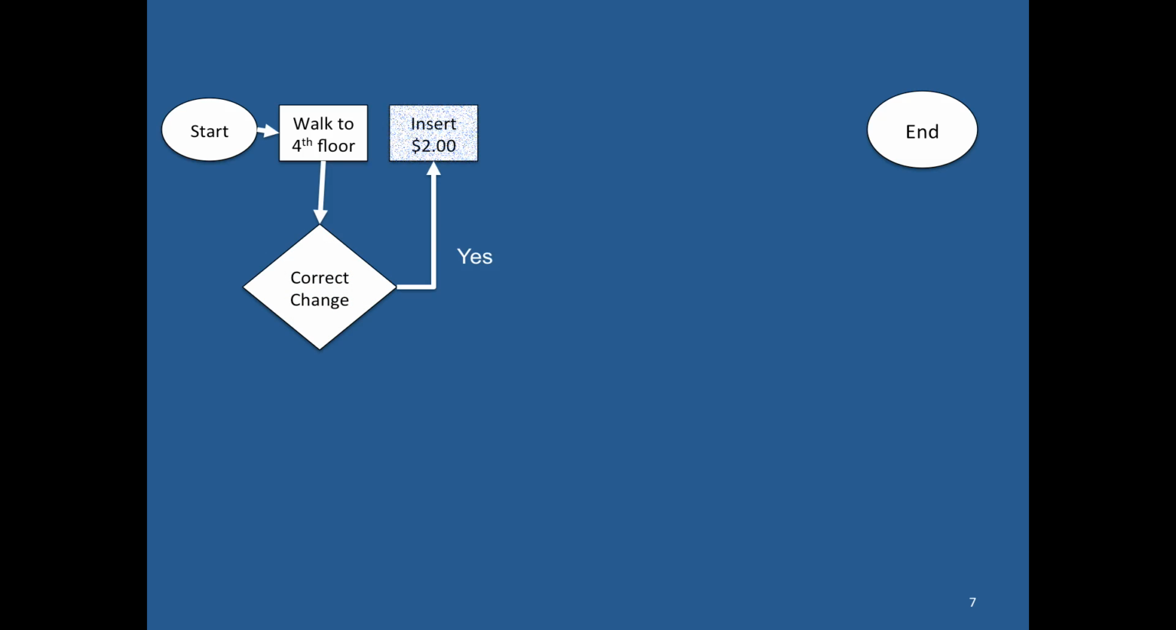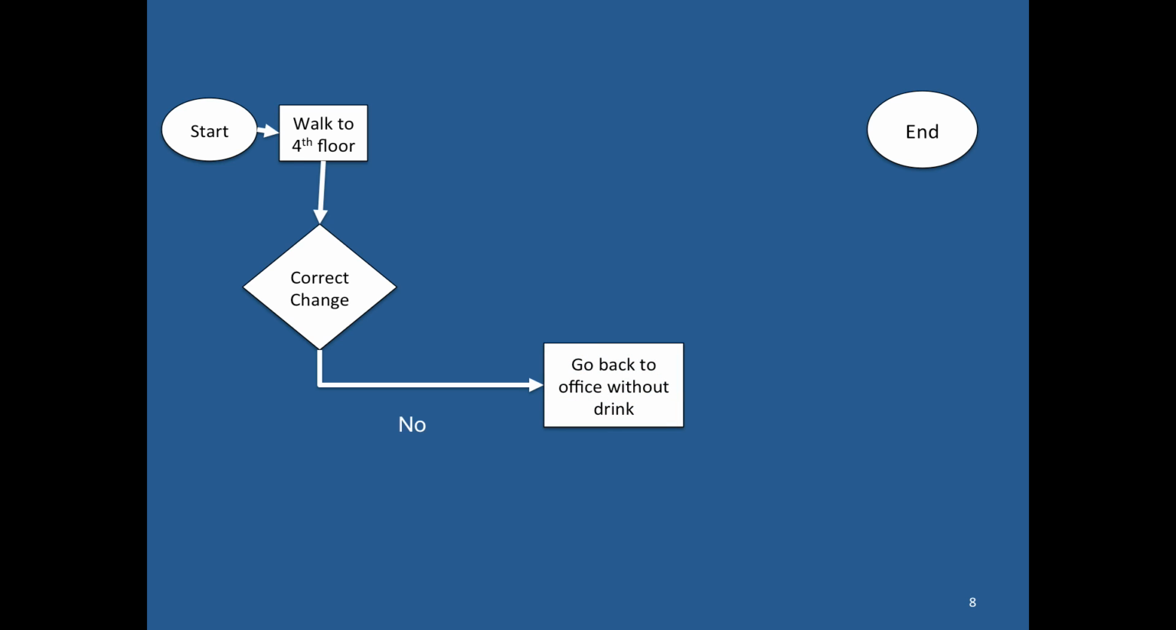Thus, in this diagram, after walking to the 4th floor, we check to see if we have the correct change. If yes, we insert the change, we get our Diet Pepsi, but this time we don't collect any change. But what if we don't have the correct change? The answer to our question is no, and then we walk away abjectly with our needs unsatisfied.